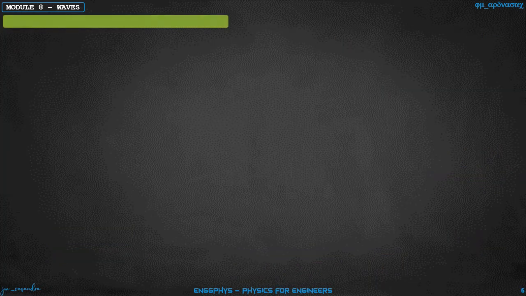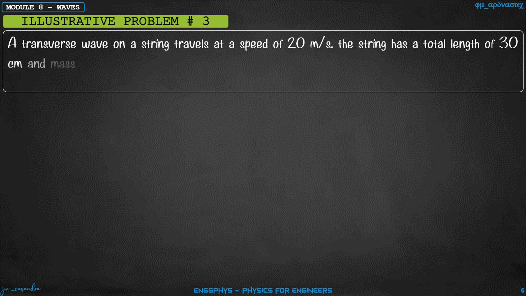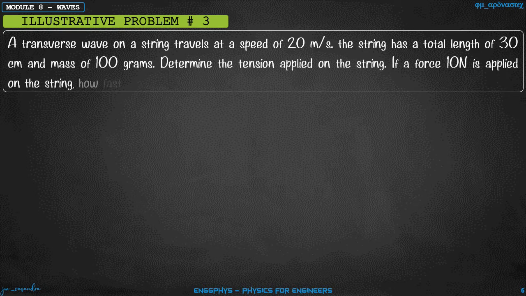So we have problem number 3. A transverse wave on a string travels at a speed of 20 meters per second. This string has a total length of 30 centimeters and mass 100 grams. Determine the tension applied on the string. So if a force of 10 newtons is applied on the string, how fast would our wave vibrate?